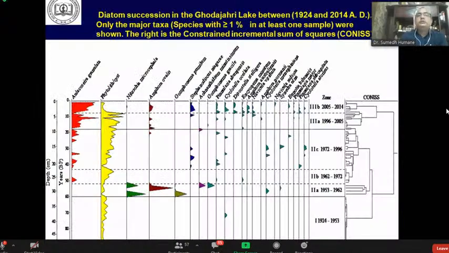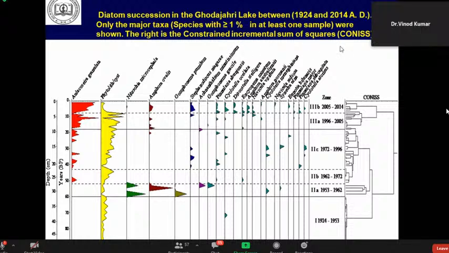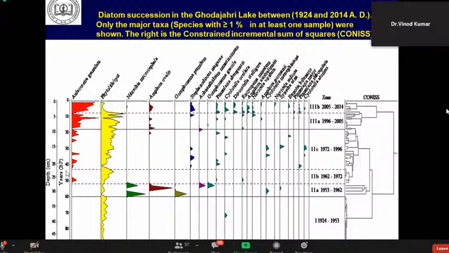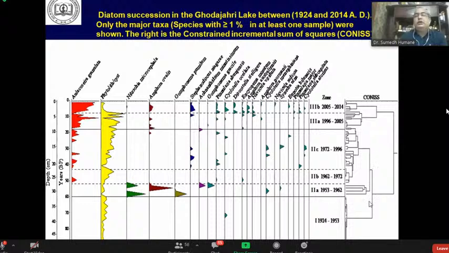So diatom succession can subsequently be interpreted using different levels of correlations, mainly using CONISS, that is the constrained incremental sum of squares. Using the Tilia software, you can do this CONISS, so that you will be able to identify the relationship of the diatoms with the change in the time span. Here you have the ages on the left hand side, and on the right hand side you have the changing diatom patterns. So likewise you can interpret the past changes.